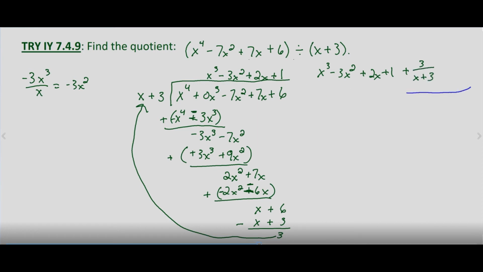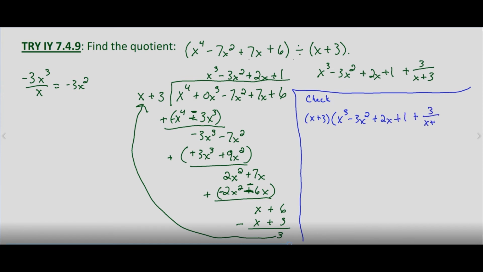Now we can check our solution. It's a little bit lengthier process than what we're used to with checking, but we can still check it by multiplying our determined quotient by the divisor and making sure we get what we started with, the dividend. So we want x plus 3 times x cubed minus 3x squared plus 2x plus 1 plus 3 over x plus 3. So I'm going to use the distributive property, and distribute each term of the binomial into our quotient. But I'm going to do it in a little bit of an abridged process to save a little bit of time. You can write it out how we normally would if you want.